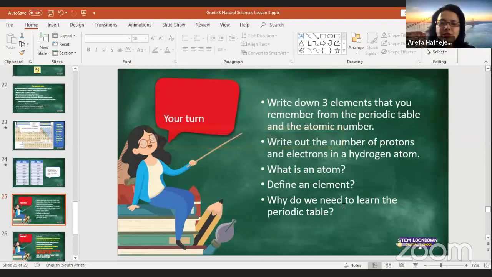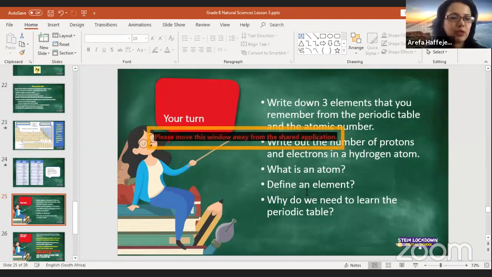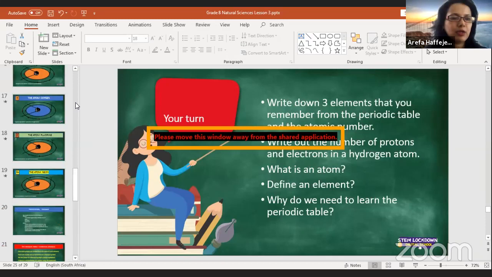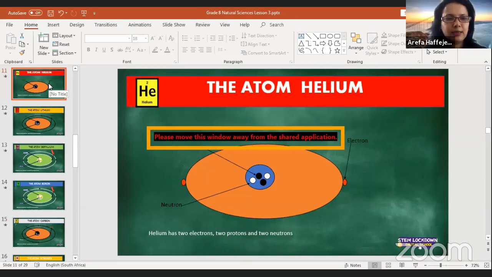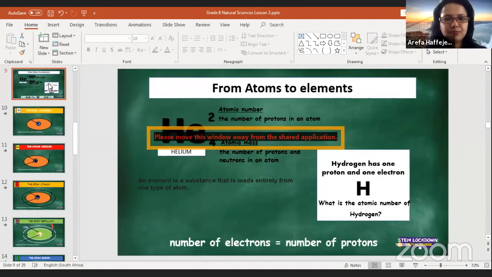And why do you need to learn the periodical table? Why do you think it is important? I did discuss that in yesterday's lesson. I want to see if you can remember that. So while you are doing that, I'm going to just flash these atoms for you so you can get an idea and do your own.